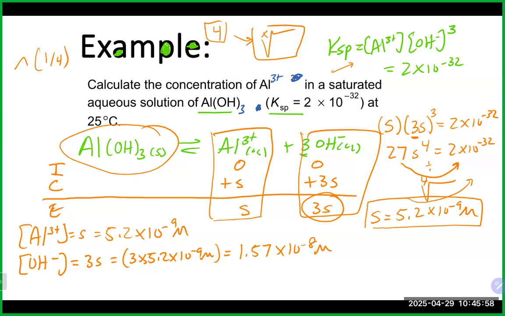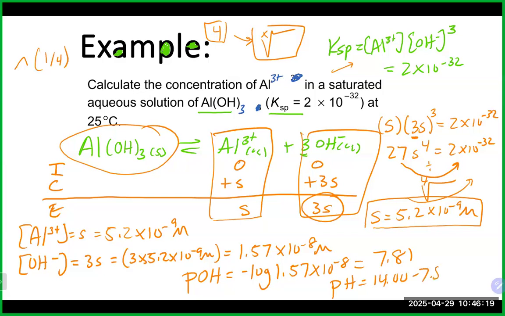By the way, since I have the hydroxide concentration, I could calculate the pOH for this solution: minus the log of 1.57 times 10 to the minus 8 gives a pOH of 7.81, and our pH would then be 14 minus that. Our pH of this solution, even though it's got a little hydroxide in it, is 6.19. Any questions on that?